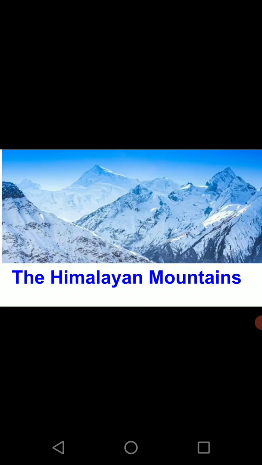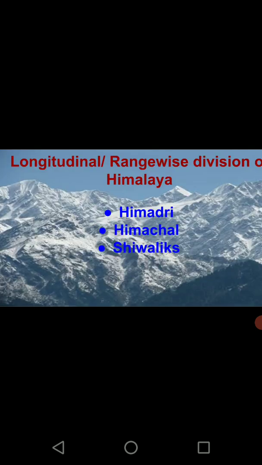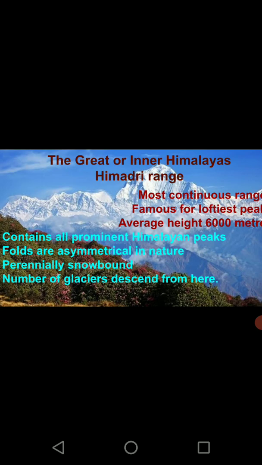Let's begin with the very first, the Himalayan mountains. Himalayas basically have three ranges: Himadri, Himachal and Shivaliks. Himadri is the very first range, the tallest, the highest range, which is always covered with snow. The second range is called Himachal, which has most of the beautiful hill stations. And finally, the last range is the Shivaliks.